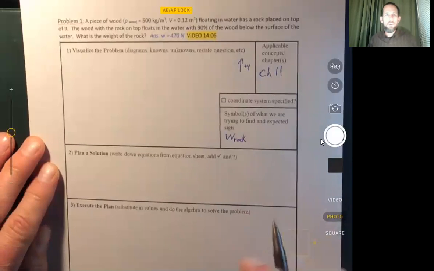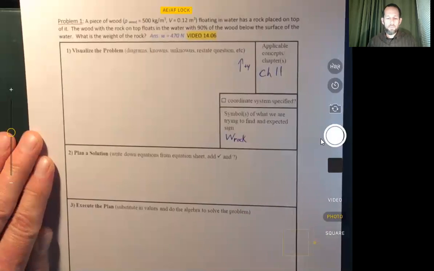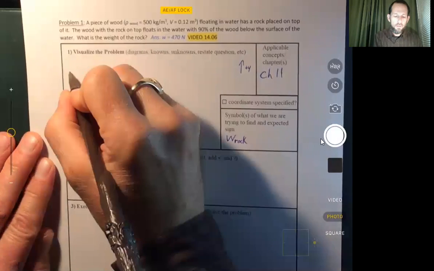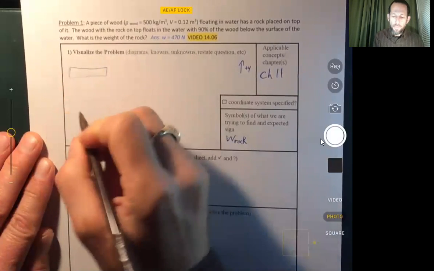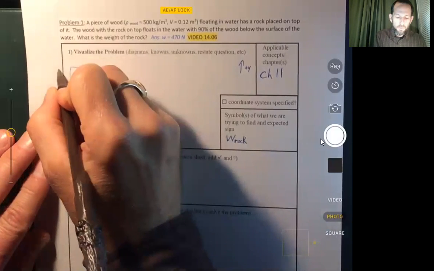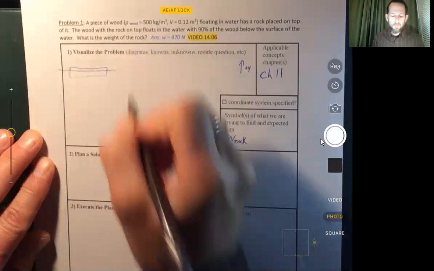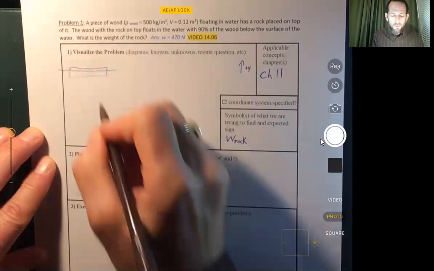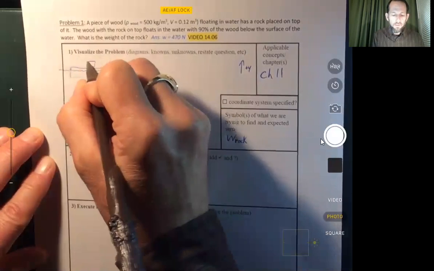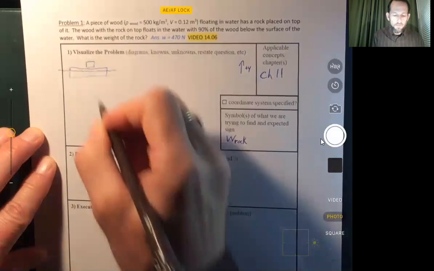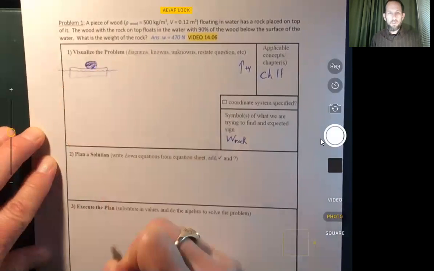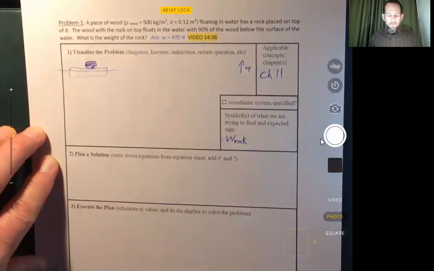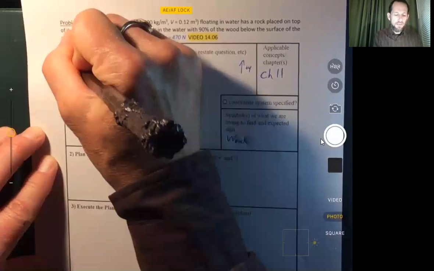All right, hello everyone. We are going to solve this problem that has to do with a piece of wood that is sitting in some water, and 90% of the wood is below the surface of the water. And then there's a rock sitting on it. That's kind of a weird looking rock, but anyway, got a rock sitting there. And so part of our visualization, we've got a sketch here.